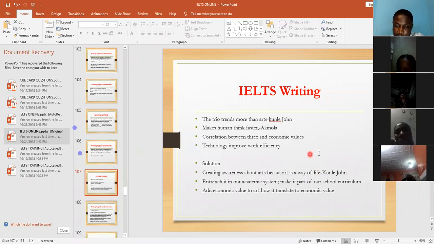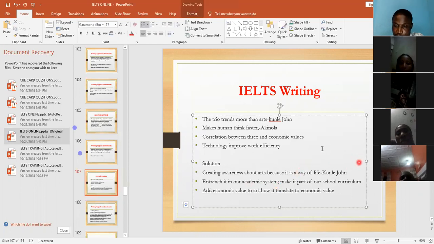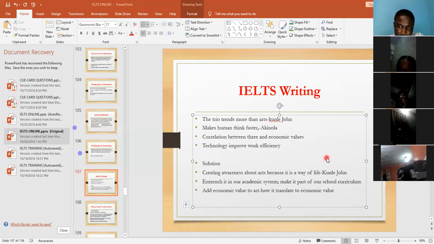The solutions that were created in the process, to make art as popular as science, business, and technology, were creating awareness, because art is a way of life. Someone said we need to entrench it in our academic system and make it part of the school curriculum. And someone said to add economic value to art, how it translates to economic value. Please mute as you join. Those were the points raised in class on Tuesday.